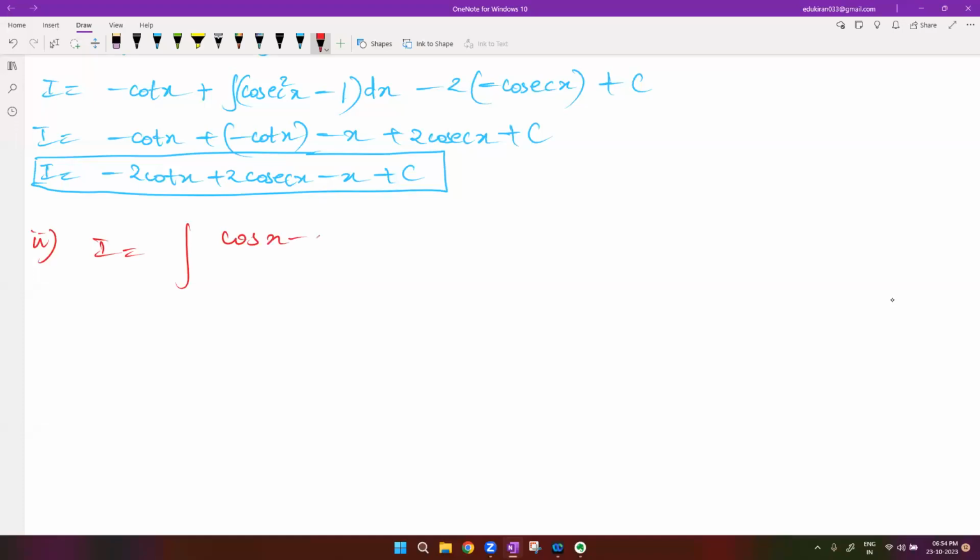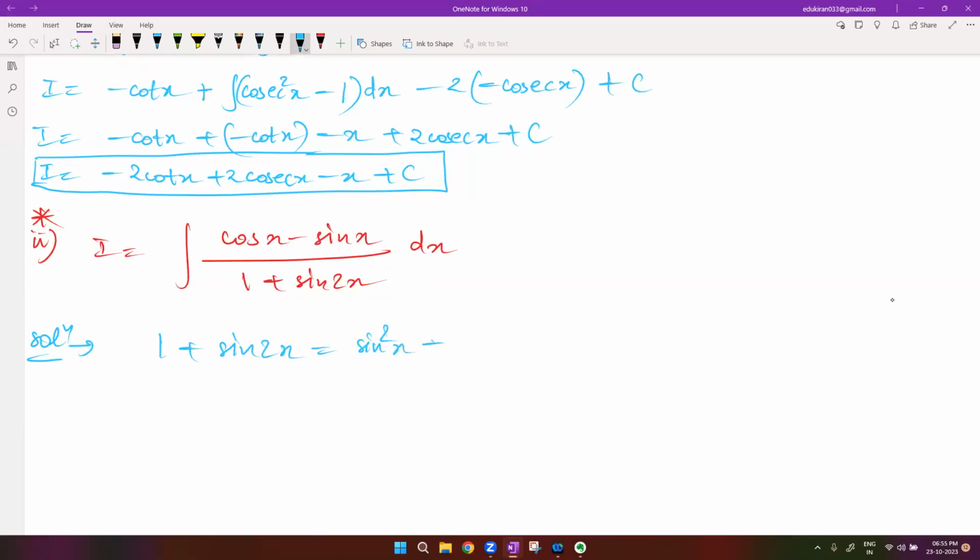So this is the integral of cos x minus sin x divided by 1 plus sin 2x into dx. Before we proceed, I would like to tell you the importance of the expression 1 plus sin 2x. Understand it first. I'm writing the 1 as sin square x plus cos square x, which is 1, and the formula for sin 2x is 2 sin x cos x.